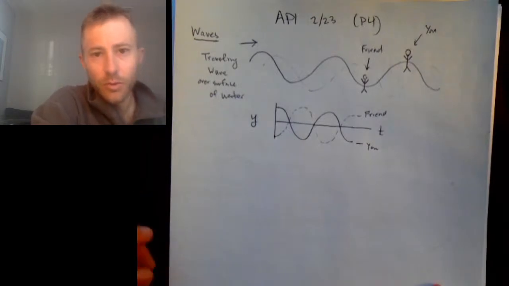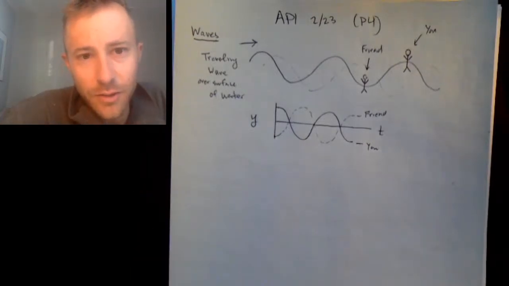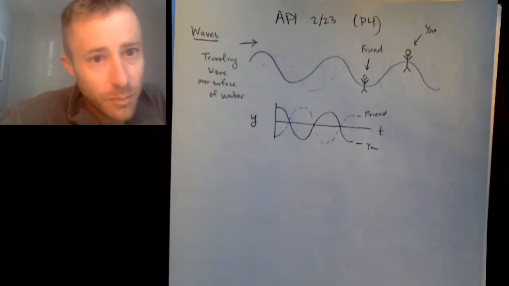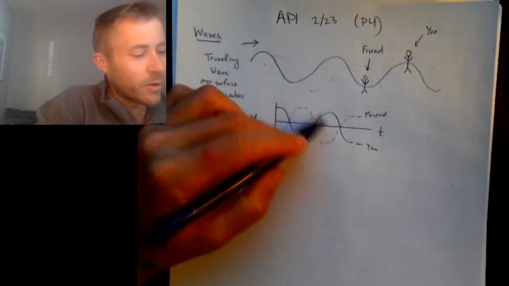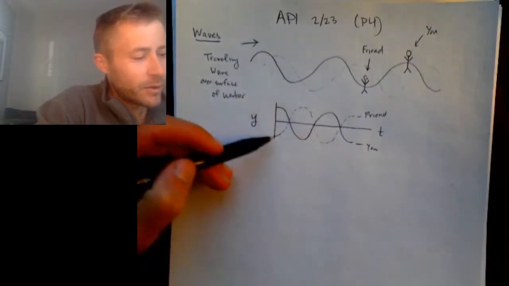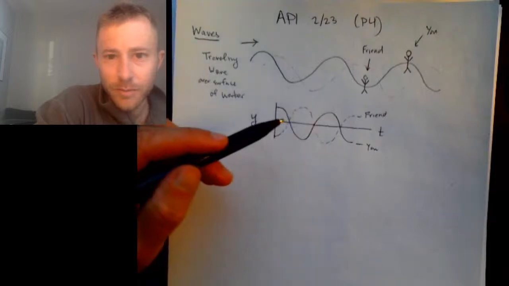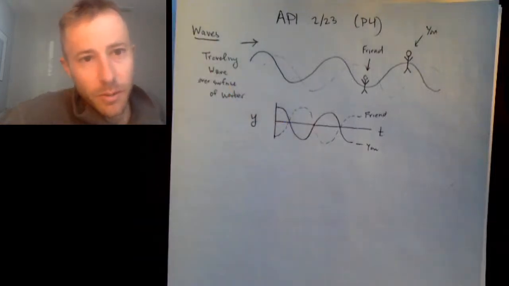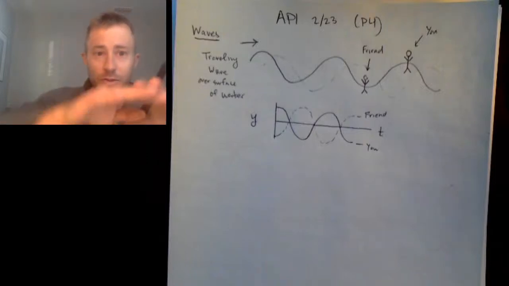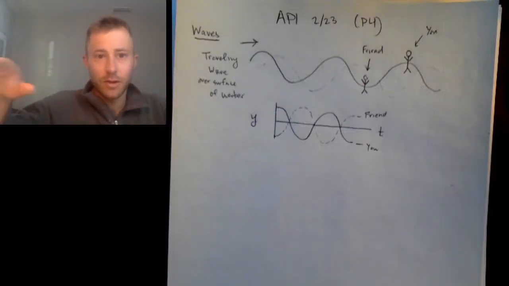So basically what I'm trying to say is that wave motion is really, really closely related to simple harmonic motion. Okay. You are undergoing simple harmonic motion, and your friend is undergoing simple harmonic motion, but those simple harmonic motions are out of sync because you're at different locations. Okay.